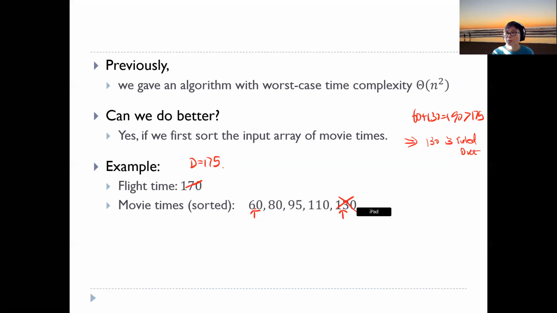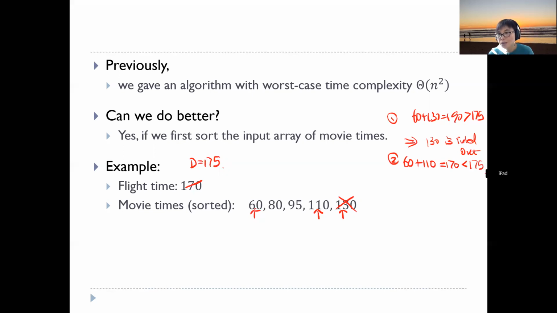It's not possible to have this movie to give me total time 175. Okay, so now I can move this pointer here. Next, I do 60 plus 110. This is 170, and this is smaller than 175.